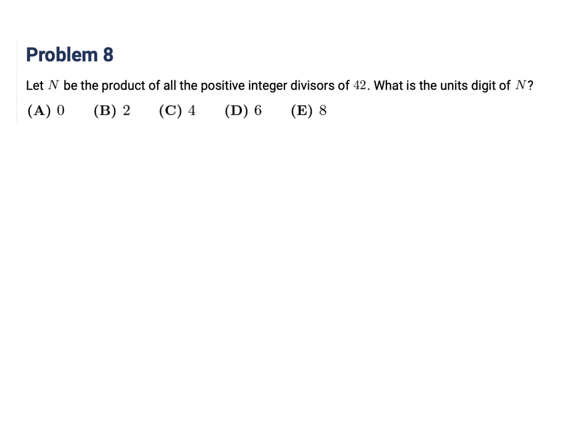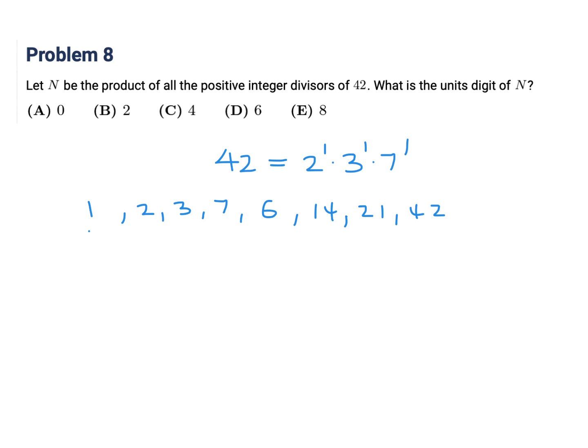Let n be the product of all the positive integer divisors of 42. What is the units digit of n? Okay, so 42, we have to first figure out the divisors, and of course we got to break it up into its prime factors. And then I'll just manually list all the divisors. 1, 2, 3, 7, 6, 14, 21, and 42, right? There should be 8. 1, 2, 3, 4, 5, 6, 7. Yep, 8.